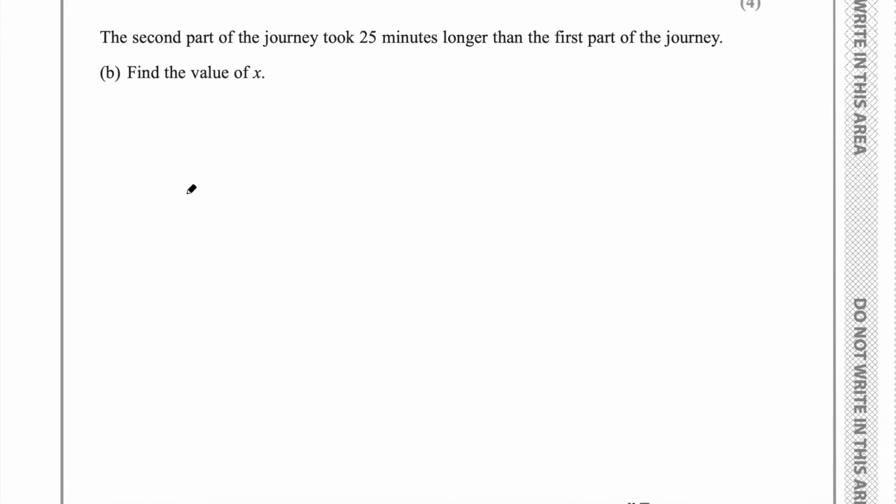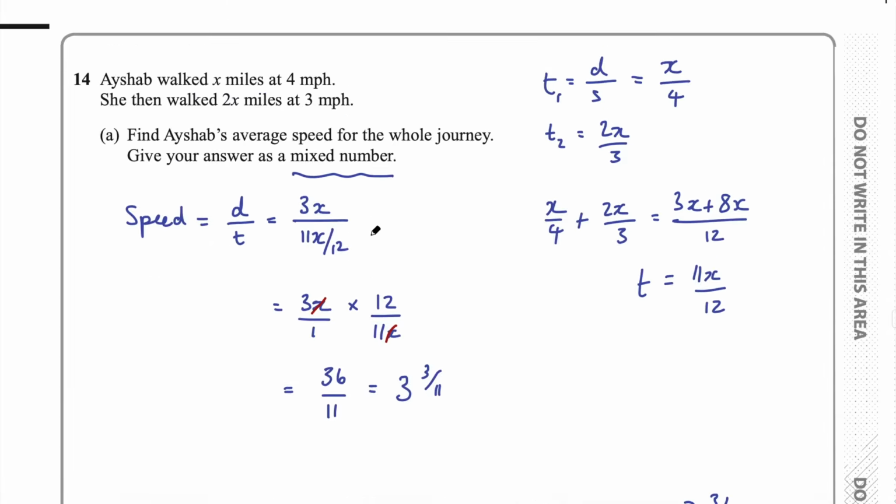Part B says the second part of the journey took 25 minutes longer than the first part of the journey. Find the value of x. So we're going to be able to create an equation out of this statement because they've told us two things are equal. Remember the two parts of the journey, we had times for those. T1 was x over 4, T2 was 2x over 3.